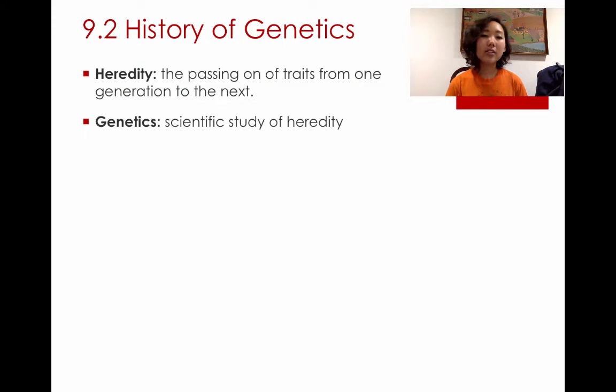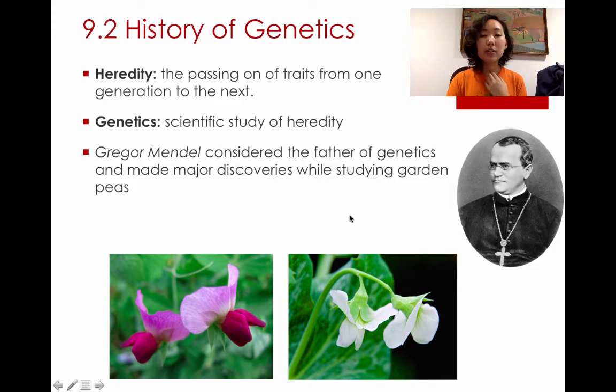So the history of genetics, as we mentioned, heredity is just the passing on of traits from one generation to another. And genetics is the study of that process. It's the study of heredity. The first person to establish this field and figure out some of its key concepts was Gregor Mendel. He's considered the father of genetics because he did so much work in it. And he made his discoveries while studying the plants in his garden.